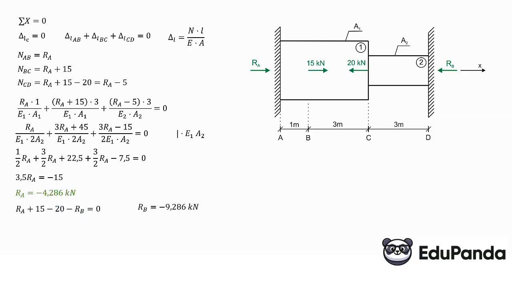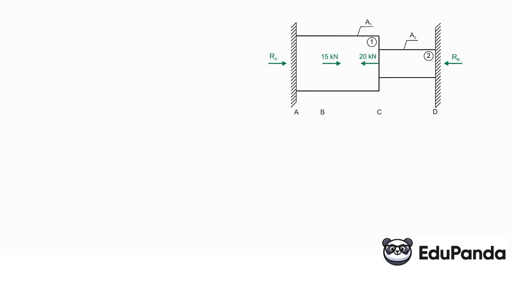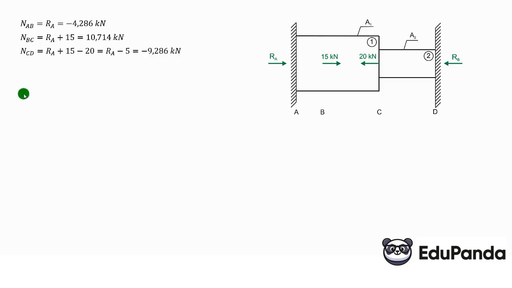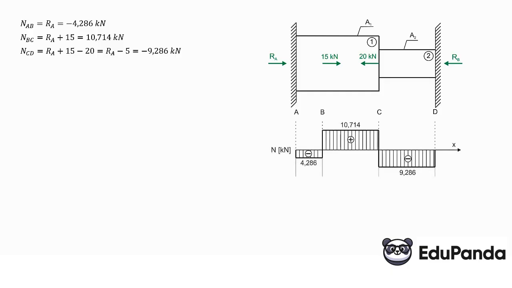So we have the reactions at the supports, and we can now focus on the topic of which interval has the largest stresses. So we calculate the numerical values of what we previously wrote in symbols. So NAB was RA, which is calculated. NBC is RA plus 15, that's it, and NCD. We also substitute the value of RA. Although it is not necessary, we can draw a graph of normal forces. There is no problem.